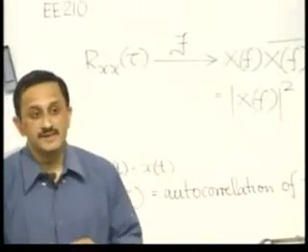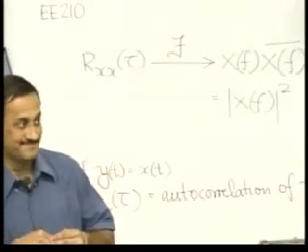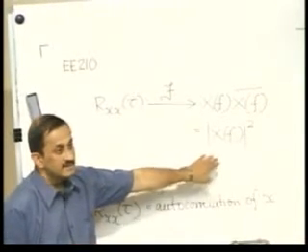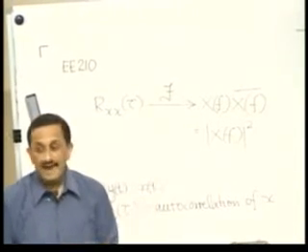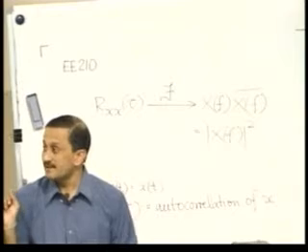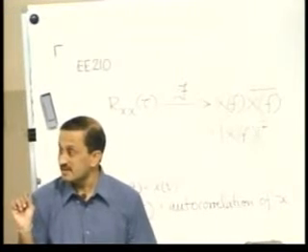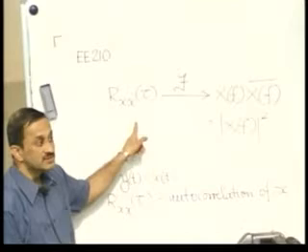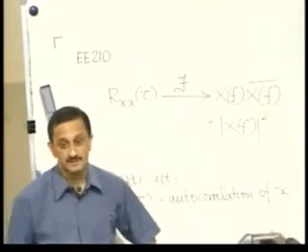This is a very interesting result by itself. What is this saying? This is saying that the magnitude squared of the Fourier transform has a physical significance. Its inverse transform is the autocorrelation function. This principle is very important.